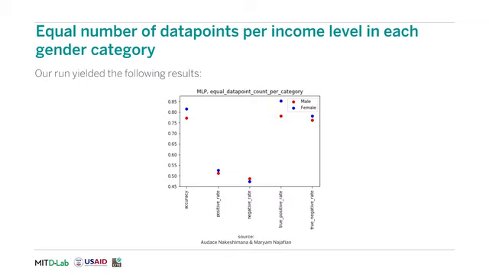Here are the key metrics from a model that was trained on a sample of the dataset in which there is an equal number of data points per income level in each gender category.